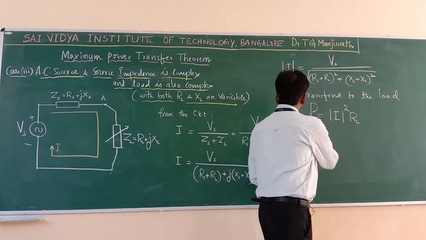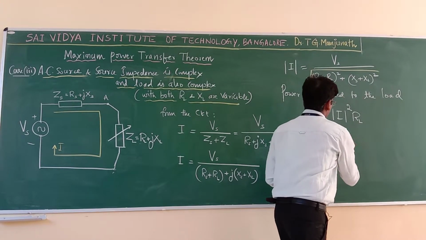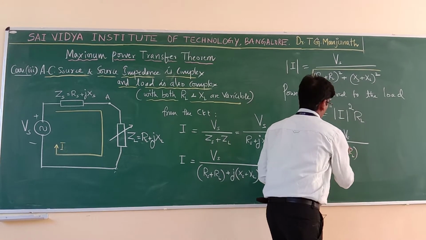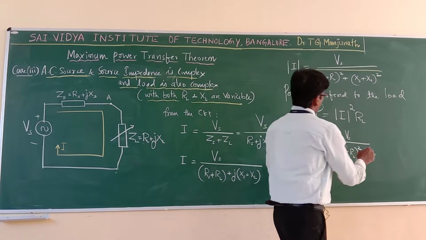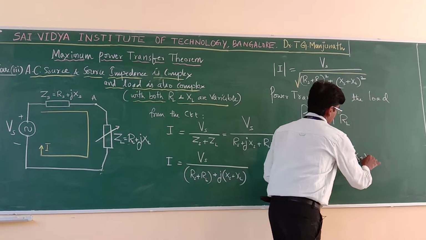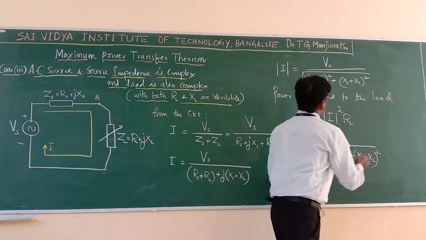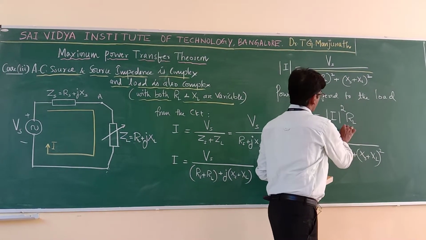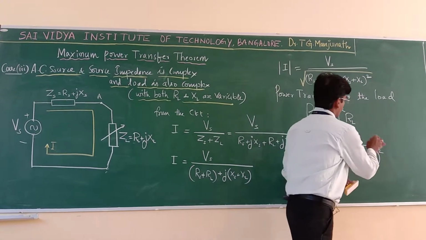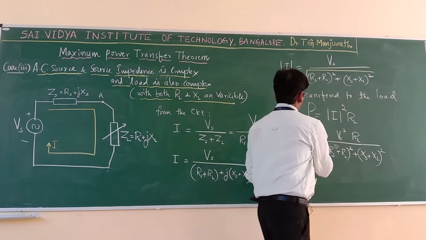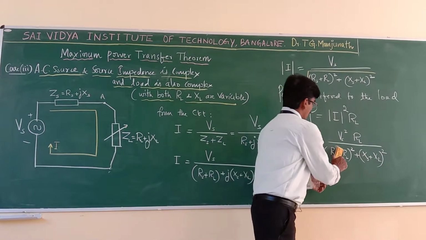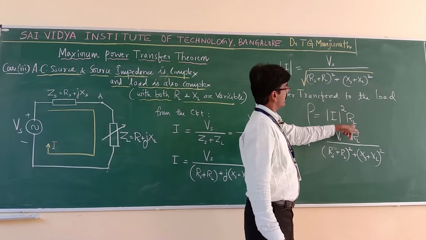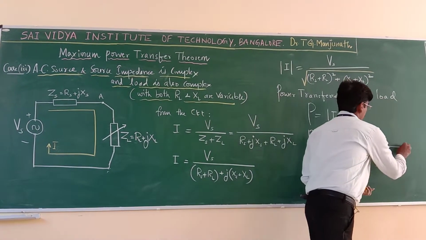Next, let us substitute here I is equal to Vs divided by square root of (Rs plus RL) whole square plus (Xs plus XL) whole square. So, if you square this, root and square get cancelled. Numerator becomes Vs square into RL. This is our equation. Root and square get cancelled. Okay. So, this becomes square. Write RL as it is. So, this is the power equation.